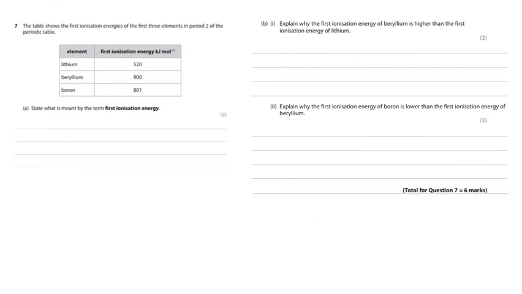The table shows the first ionization energy of the first 3 elements in period 2 of the periodic table, lithium, beryllium, boron. First of all, what is meant by the first ionization energy? Now, some of these answers are a bit wordy, so I've kind of done them in advance. It's the energy required to remove the first electron. Yes? Now, looking at this table, it says kilojoules per mole. So these numbers here are per mole. So the energy required to remove the first electron from a mole of neutral atoms. And that will get 2 marks. Okay.